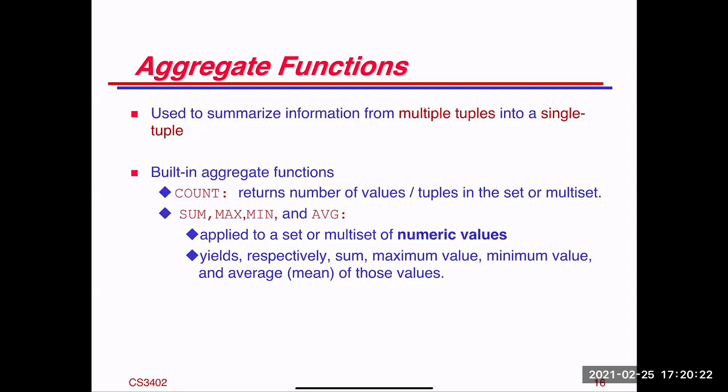So you can't apply them to strings, for instance, or things like that. Well, in some cases you can. So for instance, you can apply, I think, max and min because there's an ordering defined in strings. But for this lecture, let's just assume that you always apply them to numeric values. So what do these functions yield? Well, as the name says, sum gives you the sum of the values in the set, max the maximum value, min the minimum value, and AVG the average or the mean value of those values in the result sets.